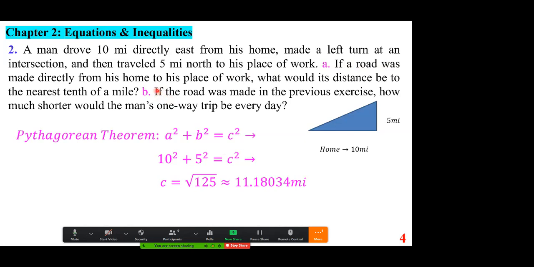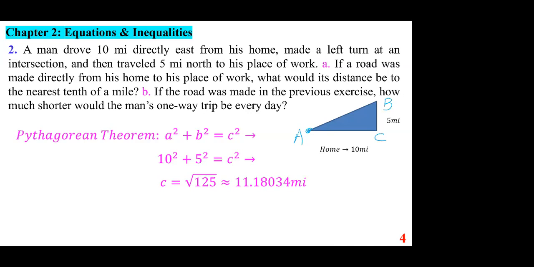Part B says, if the road was made in the previous exercise, how much shorter would the man's one-way trip be? So we want to go from point A to point B, let's say. We went from point A to point C, and then from C to B. So AC plus BC, we want to see how much it is, which is obviously 10 and 5, 15, minus the number we just came up with, and that's the answer.